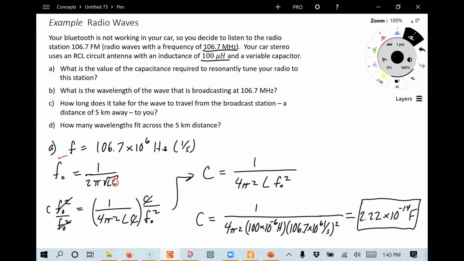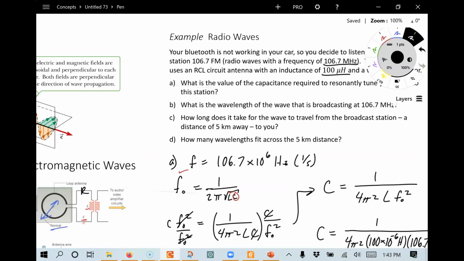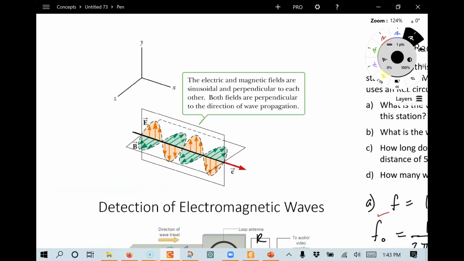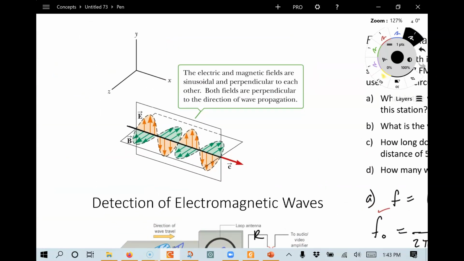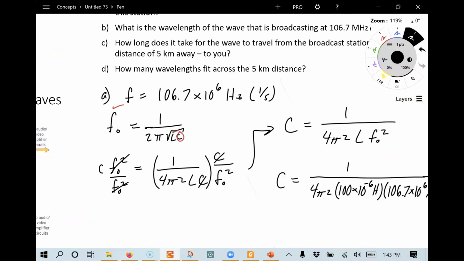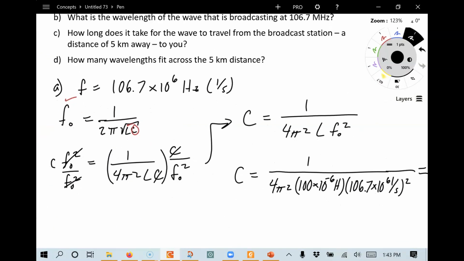All right, for part B, it says, what is the wavelength of the wave that is broadcasting at 106.7 megahertz? So kind of going back to this picture here, you could see a full wavelength would be going from the start of the wave to where it starts again. So from here to here, that's one wavelength. And we can go ahead and calculate that over here.